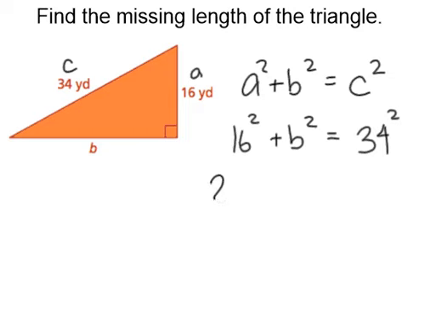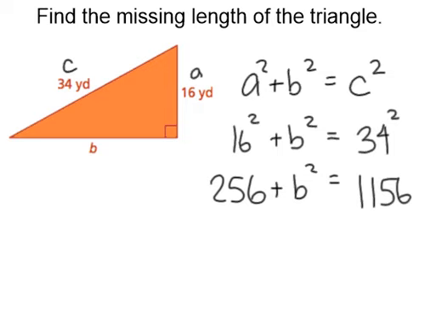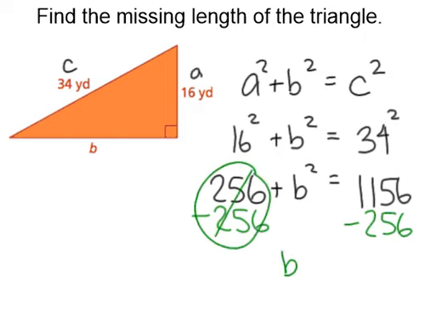16 squared is 256, and 34 squared, I've already worked that one out, is 1,156. Now this time we can't just combine like terms because they're not on the same side of the equation. So I'm going to subtract 256 from both sides. And I get B squared is equal to 900. And then just like before, square root both sides.